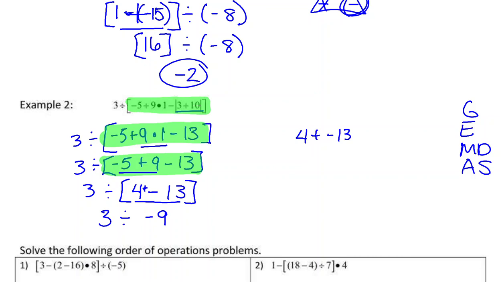And so I have 3 divided by -9, and that is going to equal a decimal, but we're not going to work with it as a decimal, so we're just going to write it as a fraction. So we're going to write it 3 over negative 9, and then we can simplify that fraction. So we can divide by 3, and we'll get negative 1 over 3. So that will be our final answer for number 2.